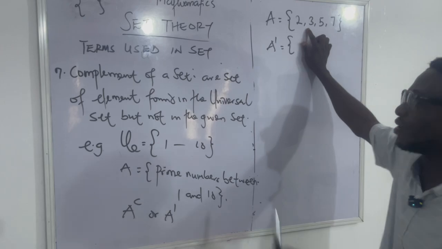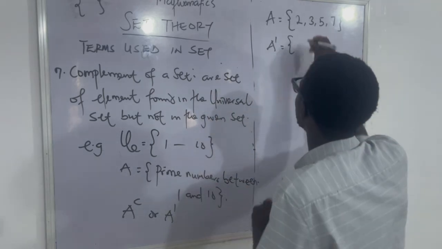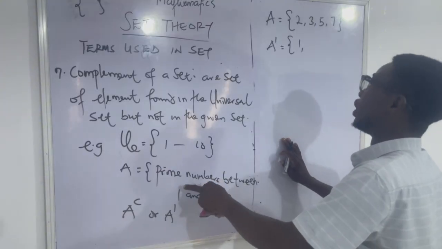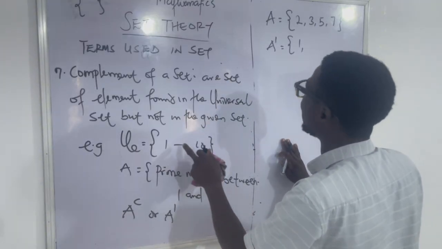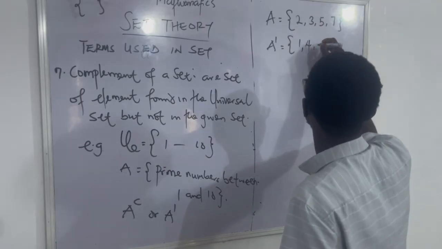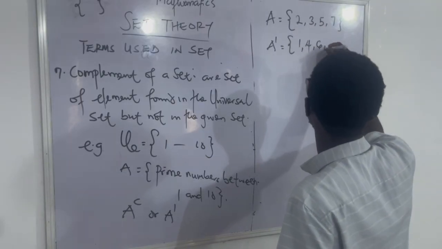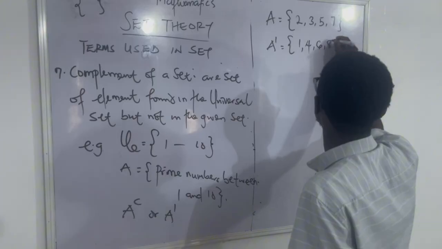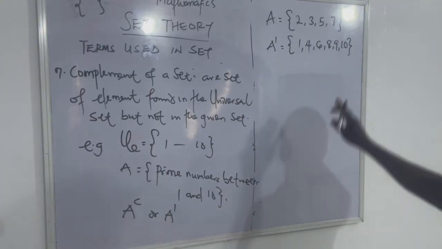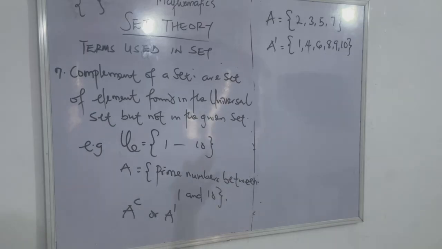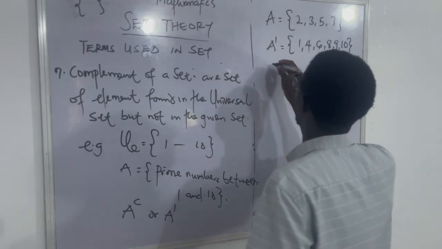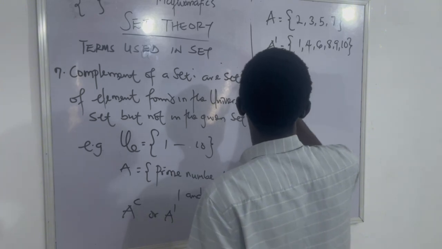Now, which elements are not in A but are in universal set? 1. Which elements are not in what? A but are in the universal set? 2, 3, 4. 4 is not there. 5 is there. 6 is not there. 7 is there. 8 is not there. 9 is not there. 10 is not there. So these are what? The complement of what? Of this set A.